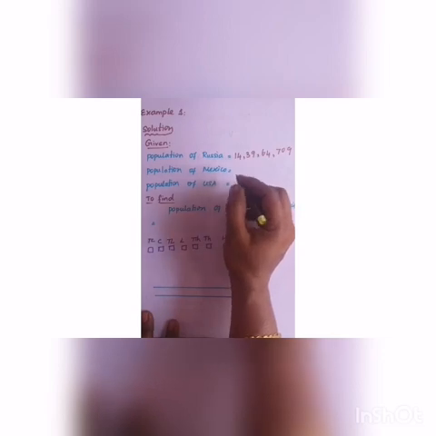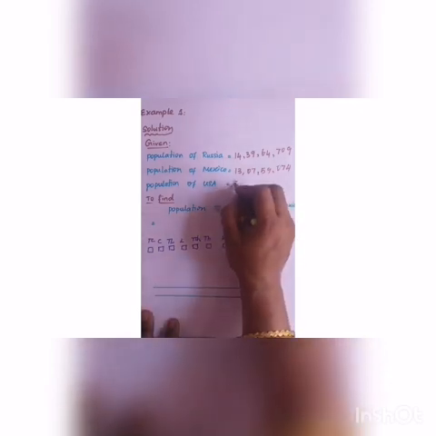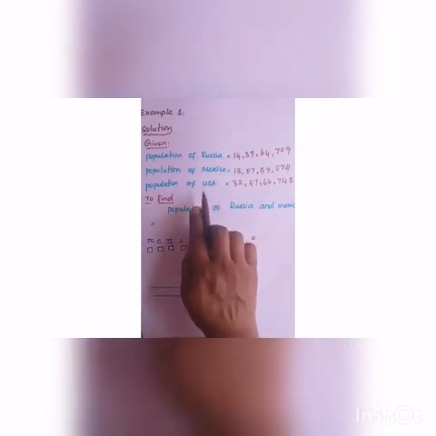So what is the population of Mexico? 13 crore 7 lakh 59,074. Okay? Next, population of USA. What is given here? 32 crore 67 lakh 66,748. This is our given. Okay, population of Russia, Mexico and USA.